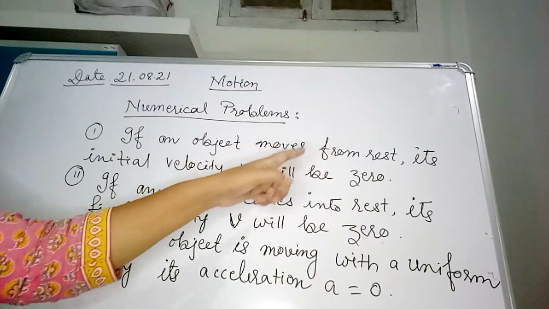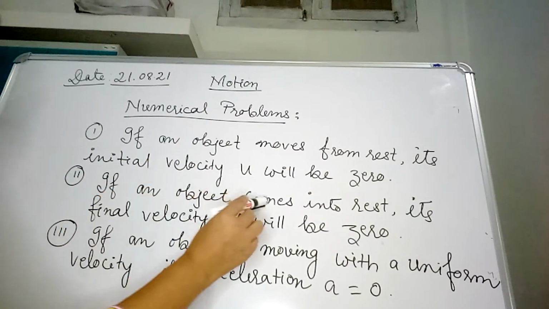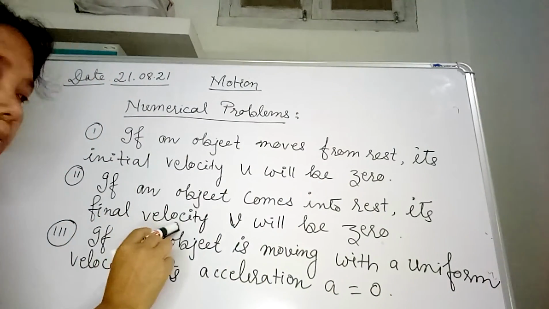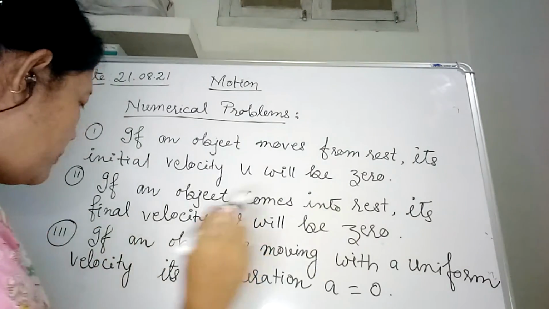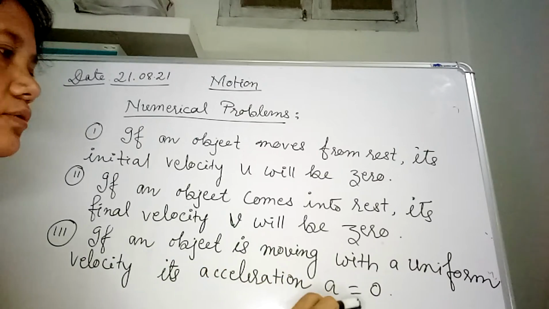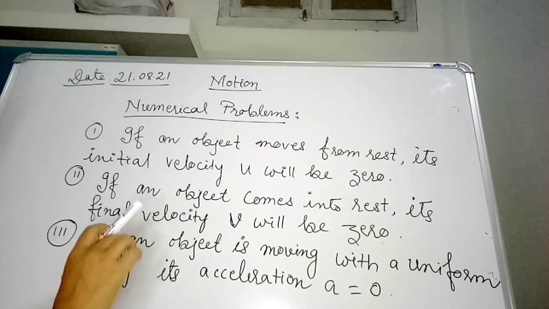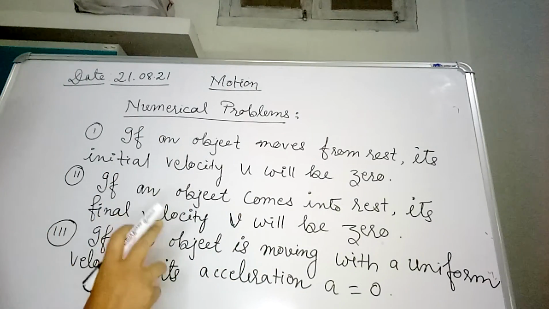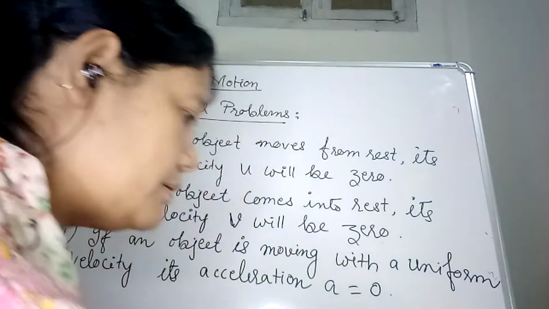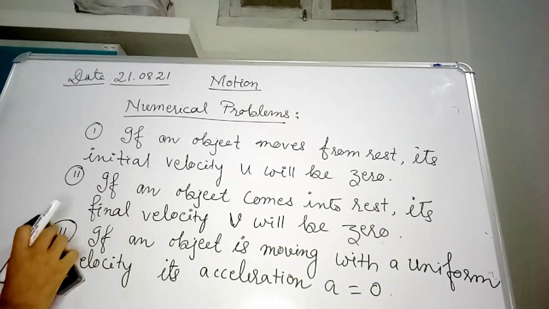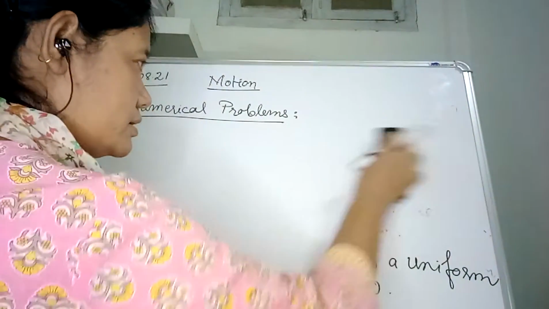First, if an object moves from rest, its initial velocity u will be 0. Then if an object comes into rest, its final velocity v will be 0. And third, if an object is moving with a uniform velocity, its acceleration a equal to 0. So all of you note down these points. Now I'll go to solve some problems which arise from the chapter motion. So first you write down the first problem.